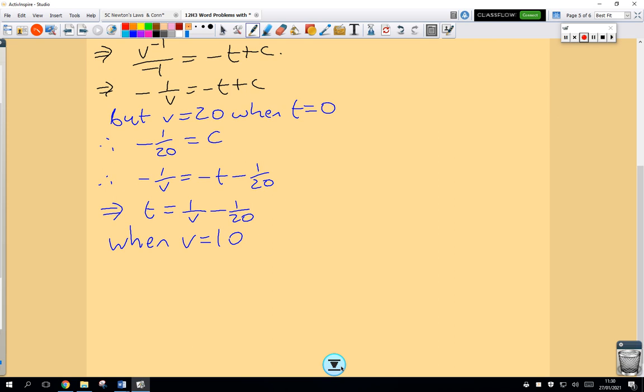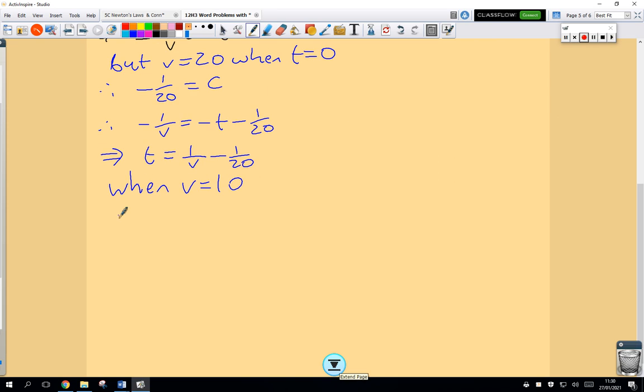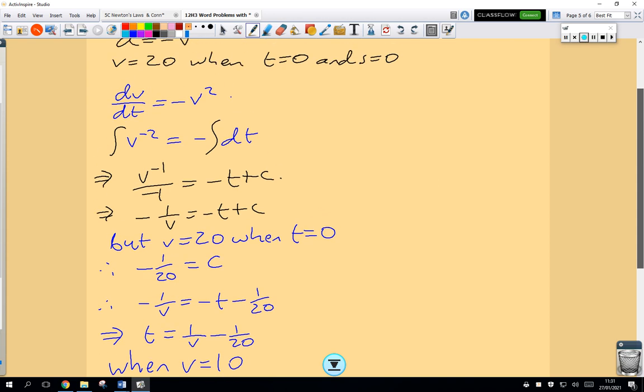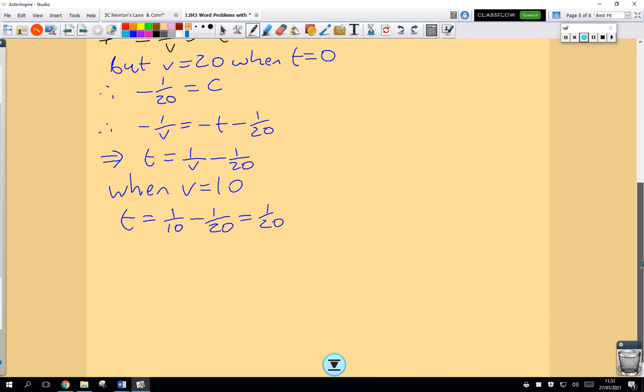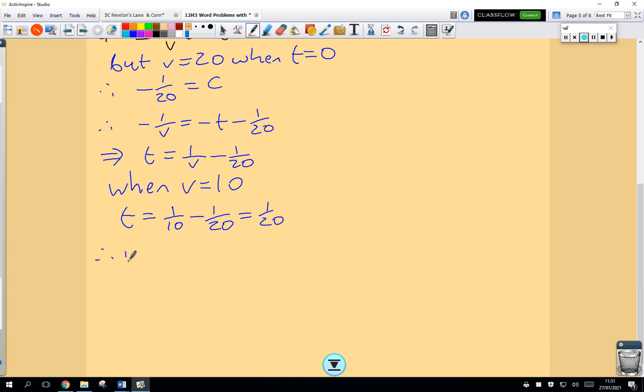what do we get? Well, we get t is equal to 1/10, which is 2/20, minus 1/20. 2/20 minus 1/20 is 1/20. So one thing we're able to establish early in this case is that v is equal to 10 when t is equal to 1/20. So v is equal to 10 when t is equal to 1 over 20.